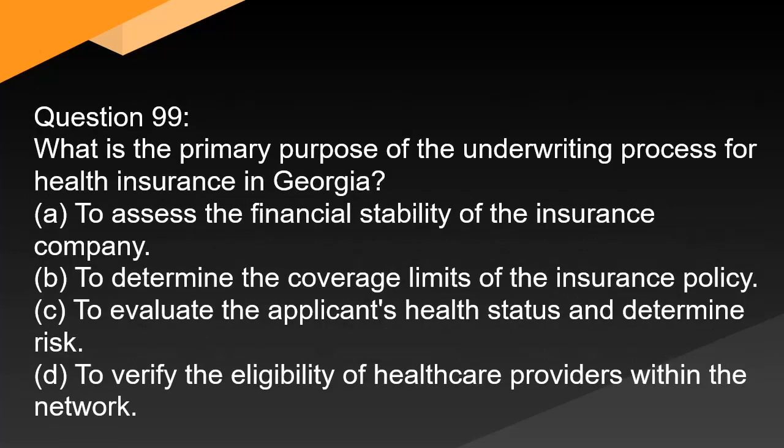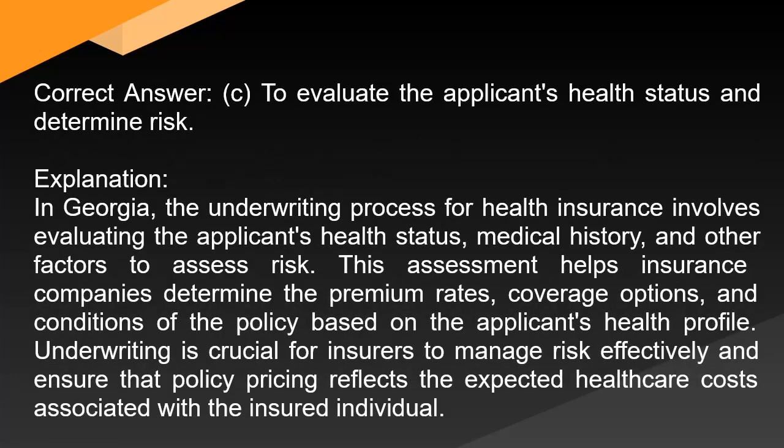Question 99. What is the primary purpose of the underwriting process for health insurance in Georgia? Correct answer: C. To evaluate the applicant's health status and determine risk. Explanation: In Georgia, the underwriting process for health insurance involves evaluating the applicant's health status, medical history, and other factors to assess risk. This assessment helps insurance companies determine the premium rates, coverage options, and conditions of the policy based on the applicant's health profile.